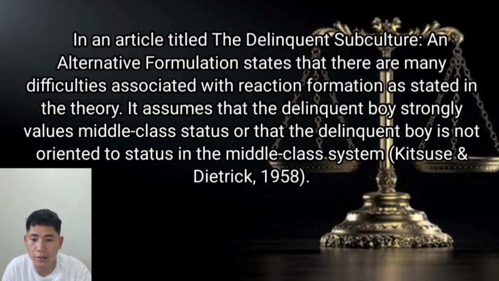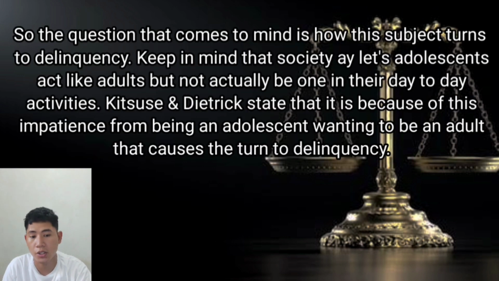In an article titled "The Delinquents of Culture and Alternative Formulation", it states that there are many difficulties associated with the reaction formation stated in the theory. It assumes that the delinquent boy strongly values middle class status, or that the delinquent boy is not oriented to status in the middle class system. So the question that comes to mind is how this subject turns to delinquency.